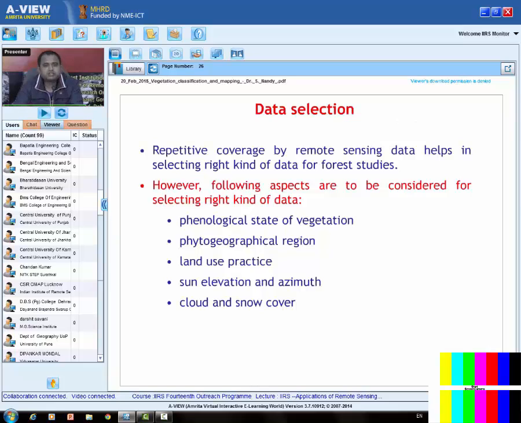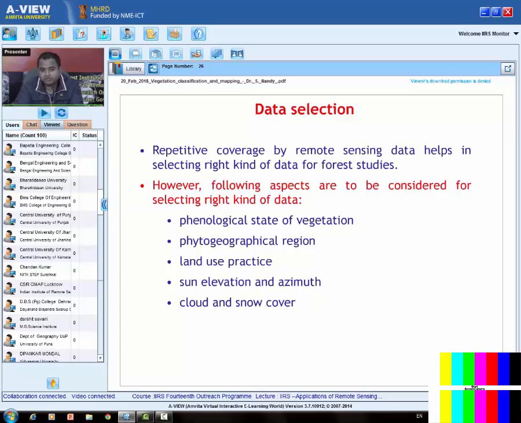Now data selection is very important. Suppose I want to study which data I should purchase, which data I should look for. Data selection is totally dependent on the objective of study. Suppose I want to do, let's say, vegetation type mapping, I should see the phenological state of the vegetation. And again, my data should be cloud free.